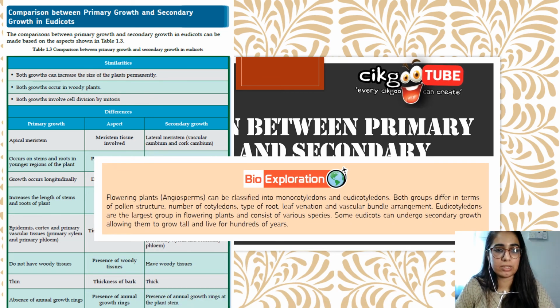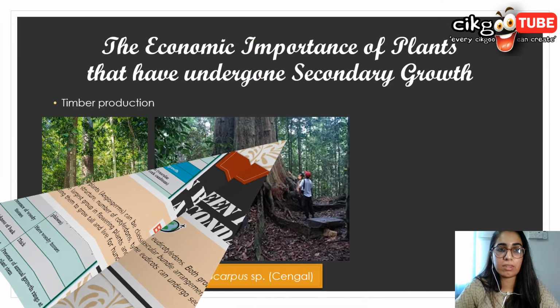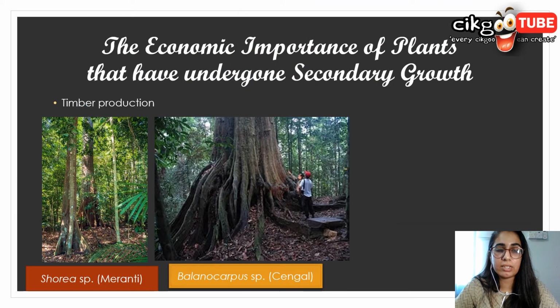This is also another bio exploration that you can see in your textbook. Now let's look at the economic importance of plants that have undergone secondary growth. Now we have many kinds of timbers, but the most famous ones that we have in Malaysia, we have the shorea, which is the meranti, and the balanocarpus, which is the cengal. Jati. There are other kinds of timber as well.